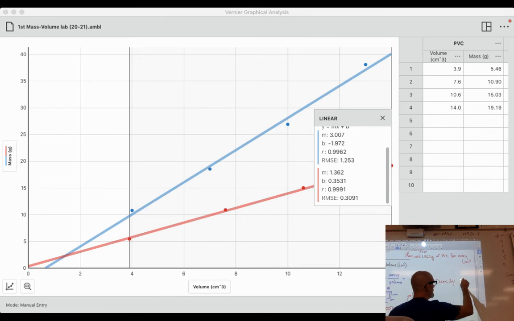So density, the measure of how tightly packed the particles are in a substance.